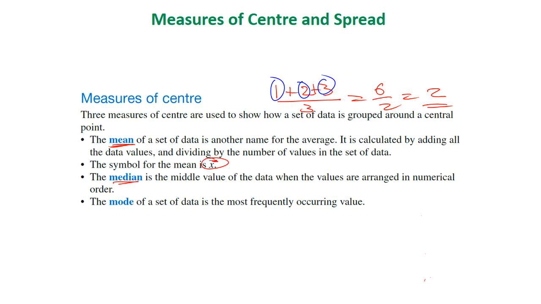All right, the median is the middle value. So if I had 1, 2, 3, my middle number is the 2. Okay, and the mode is the most frequently occurring value. So if I have 1, 2, 2, 3, my most frequently occurring value is 2 because I've got 2 of them, and the other ones I've only got 1 each.